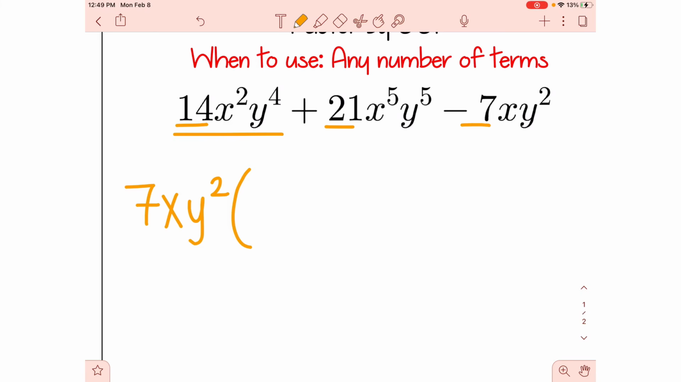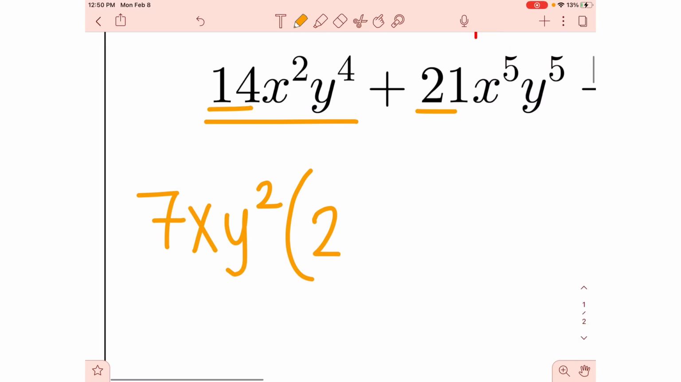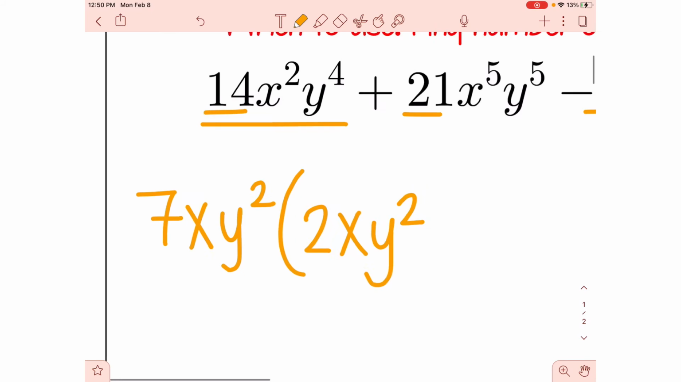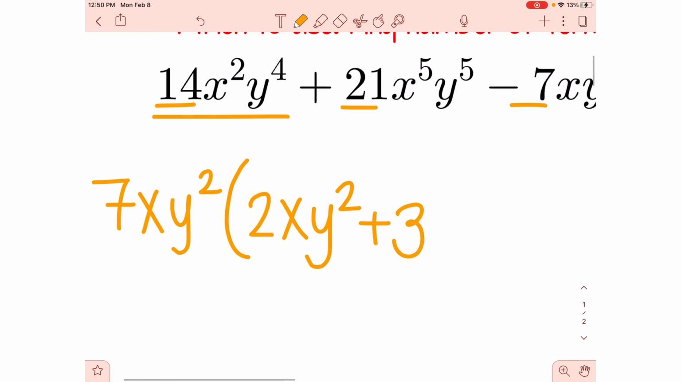So starting with the first term, 14 divided by 7 is 2. I pulled out one x, but I have another left over. I pulled out two y's, so I have 2 left over. Moving on to the second part, 21 divided by 7 is 3. I have 4 x's left over, and I have 3 y's left over.